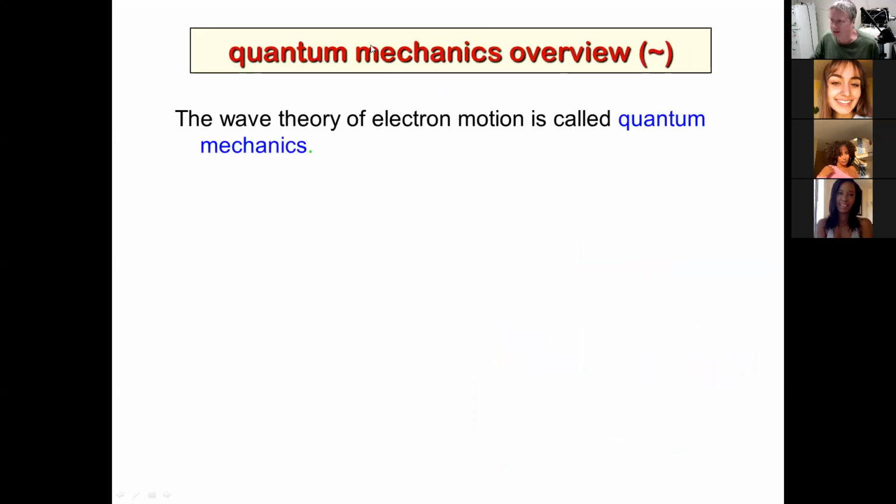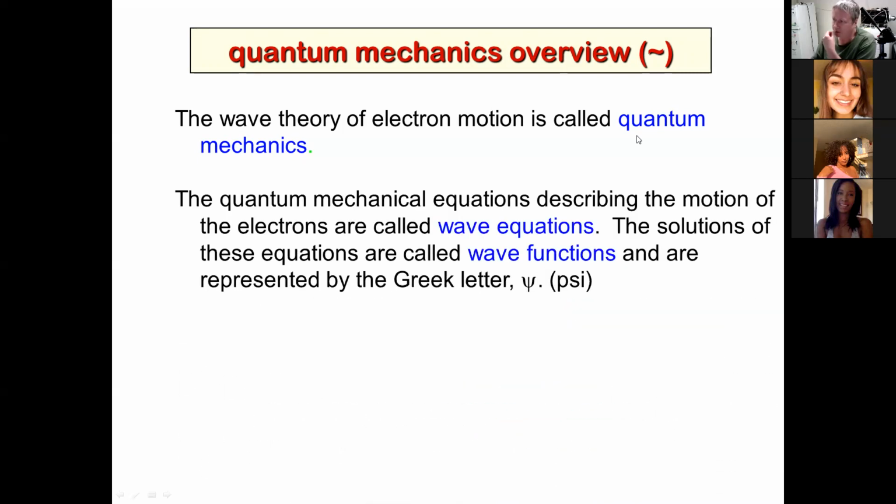All right, so then we get into quantum mechanics, and a little squiggly line means that we're not really covering this very seriously, but we bring it up, and you take baby steps at this throughout your chemistry experience. If you take physical chemistry, you'll learn more about quantum mechanics. The wave theory of electron motion is called quantum mechanics, and essentially, the way electrons behave, we can explain their position with wave equations, and we can solve the wave equations, and the solution is represented by this psi character.